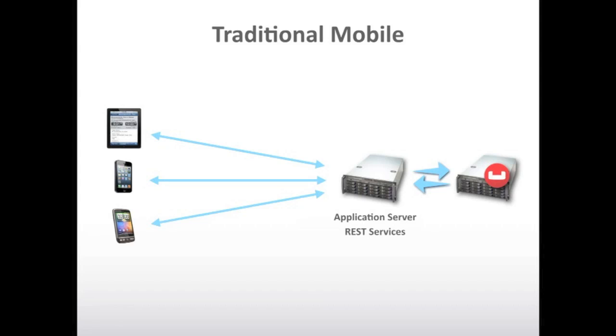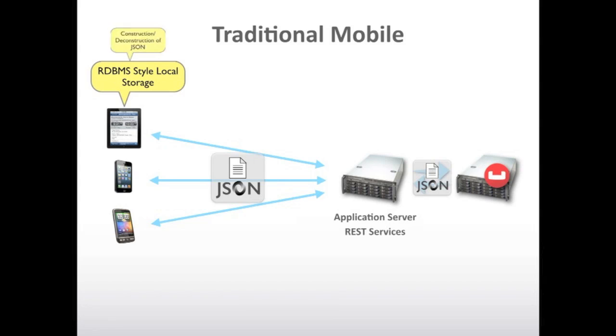So in traditional mobile development, you're basically creating HTTP services within the device to connect to REST services, and along that you're transferring JSON to the REST services, retrieving JSON back from REST services. But you also have a different type of storage on those devices, and that is generally more relational style. So you're always constructing and deconstructing JSON, very similar to web apps, converting JSON into a schema'd local database.